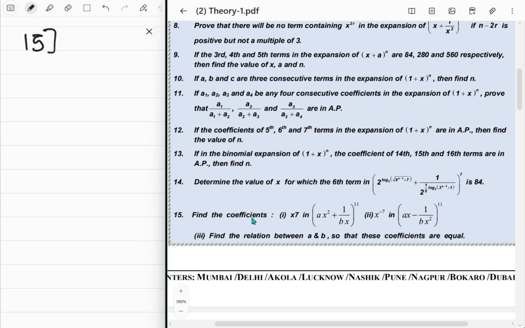15th is find the coefficient of x power 7, I guess, in ax squared plus 1 upon bx to the power of 11, right? So no big deal. It's gonna be what? So 2 times n minus r, so 22 minus 2r, and then minus r once again, so 3r is equal to 0. That makes no sense. Oh well, this is bad.